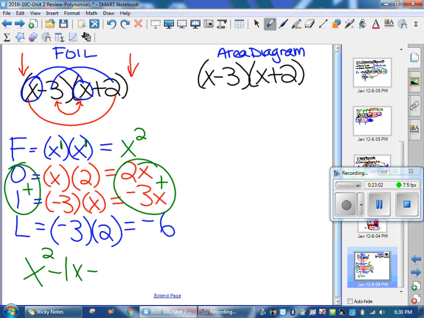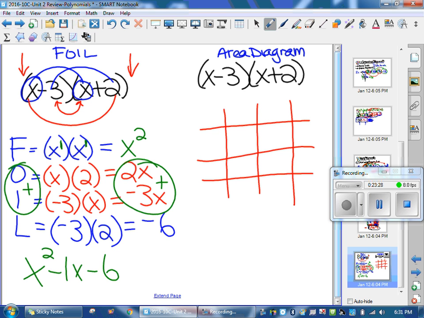Now we're going to use the area diagram. I'll give you a minute to write that down. Push pause now and play when you're ready. Okay, using the area diagram, we're going to basically create a box, a window. So we're going to create a window that's got exactly the same amount of terms as it does. So here's our box.